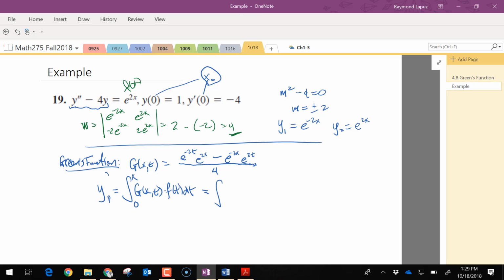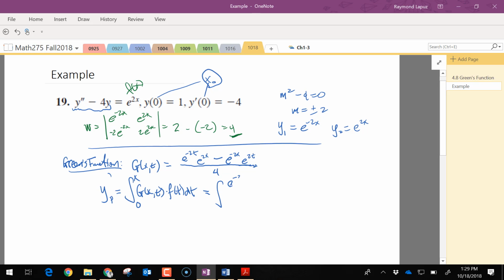We've done this kind of stuff before in Calc 2, where we define an integral function or something like that. All right, we have e to the minus 2t e to the 2x minus e to the negative 2x e to the 2t over 4 times e to the f of x, but evaluated at t, so e to the 2t.